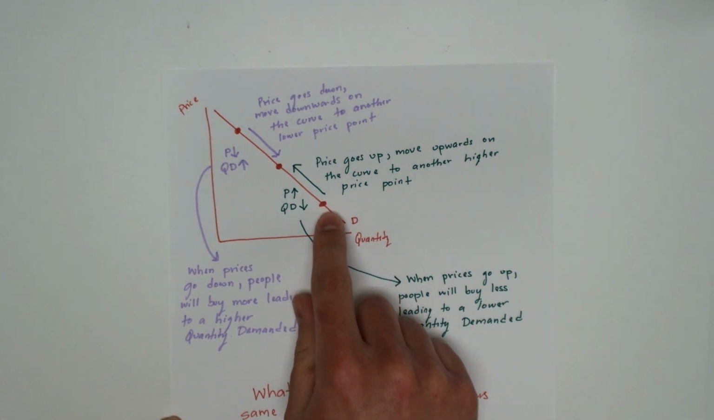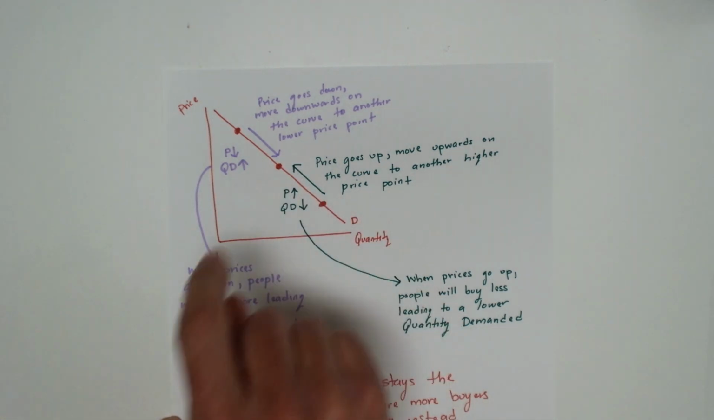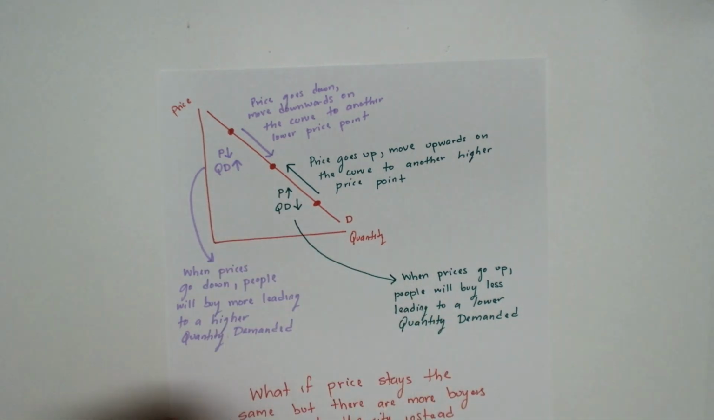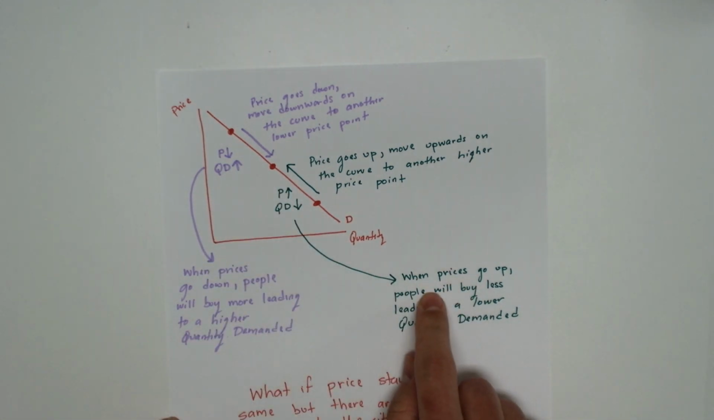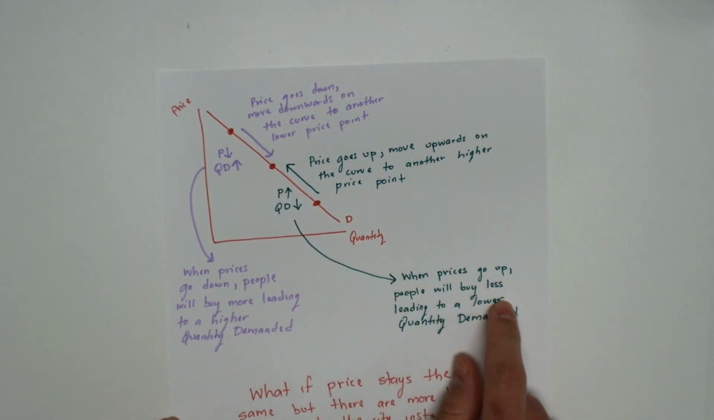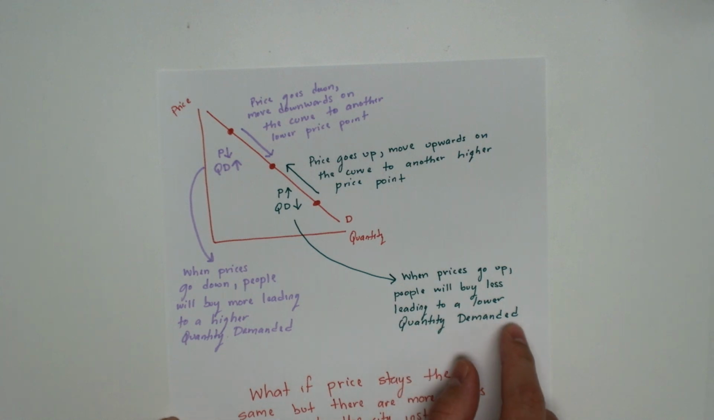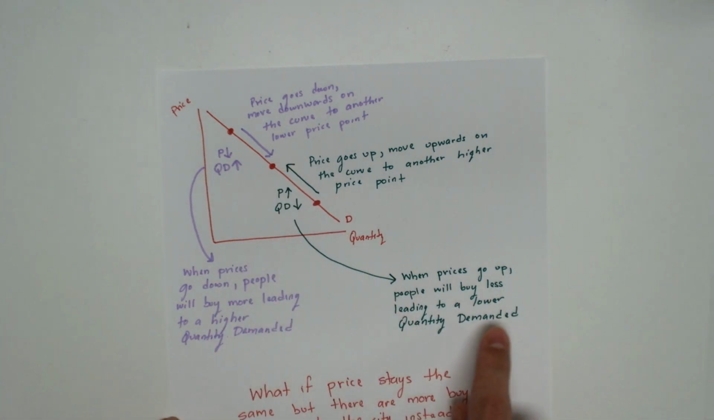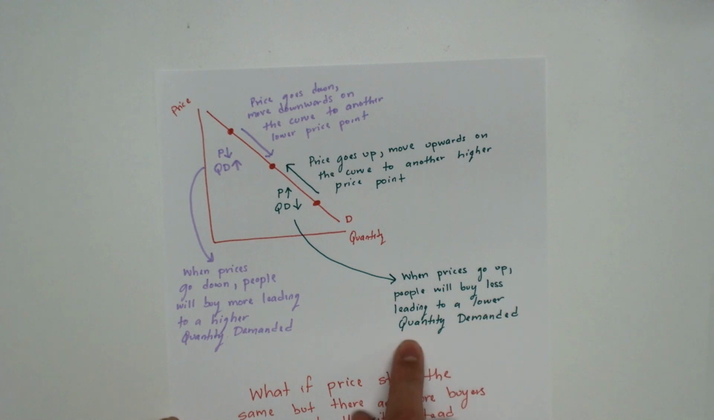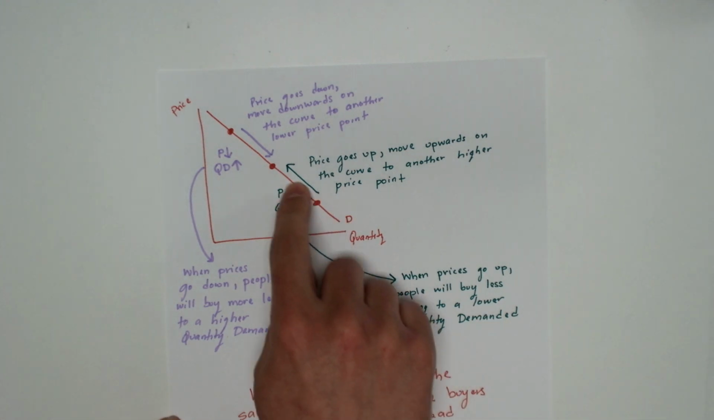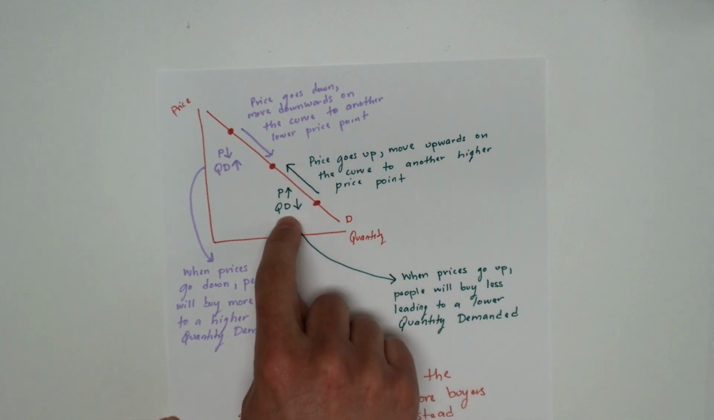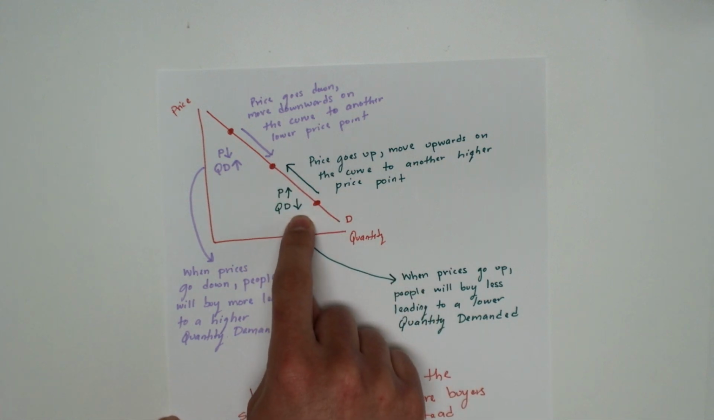On the other hand, here, when the price of an item goes up, we're going to move up on the demand curve from one point up to another point on the demand curve. This means that since prices are going up, people are going to buy less. They're going to buy less because maybe they're not willing to pay the higher price for it, or maybe they might not be able to afford it anymore. So when prices go up, people buy less, so the quantity demanded goes down. So price goes up, you move upwards on the curve, but the quantity demanded goes down since they're buying less things.